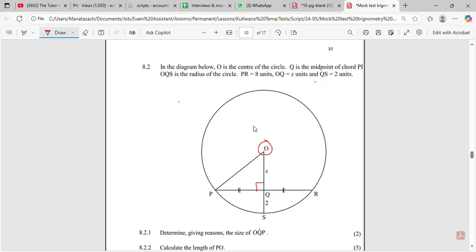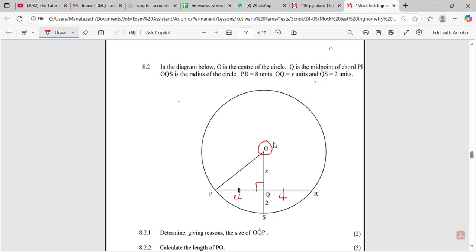And then PR is 8, right? So if chord PR is 8, and PR is divided into 2, that would be 4 units and 4 units over here. And then OQ is X. It's given, OQ is X, right? And then QS is 2. You know what that means?